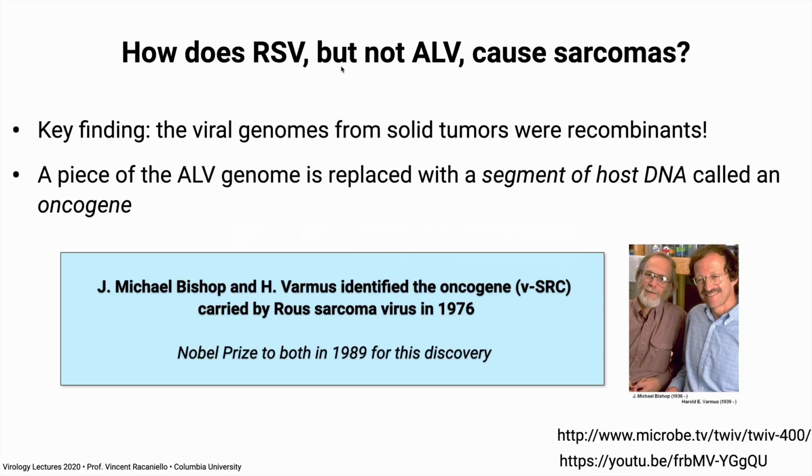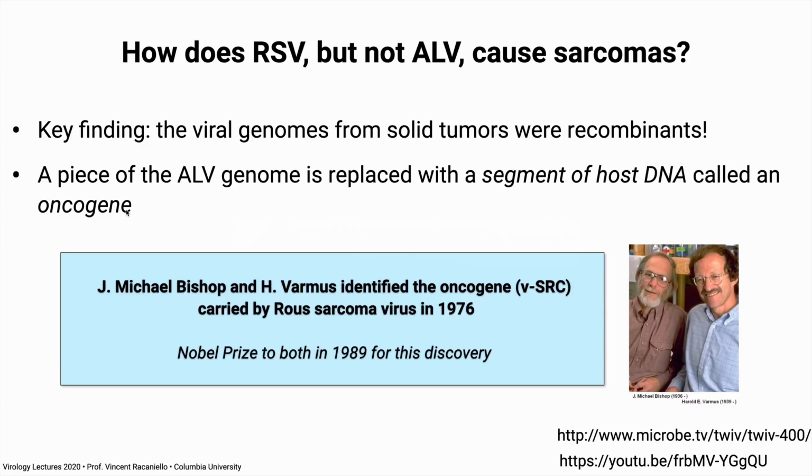So how does Rous, but not ALV, cause sarcomas? Avian leucosis virus causes leukemias. Rous causes sarcomas. Well, this was studied by a number of people, and a key finding was that the genomes that you could isolate of viruses from solid tumors like RSV were recombinants. They're basically derived from ALV. Rous started off as ALV. A piece of the genome is replaced with a piece of host DNA that was called an oncogene.